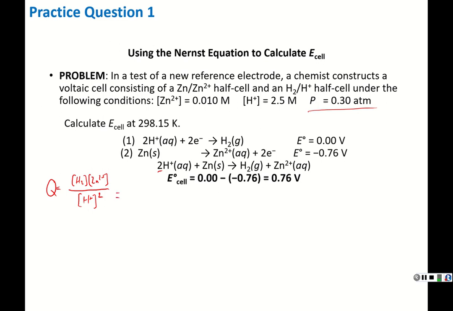Okay, we can then plug in our values. We use the partial pressure we're given for H2 as atmospheres, and then concentration of zinc 2 plus was 0.01, and then we have 2.5 molar H plus. We square that value, and what we get is 4.8 times 10 to the minus 4th. Okay, so that's something that we could plug in.